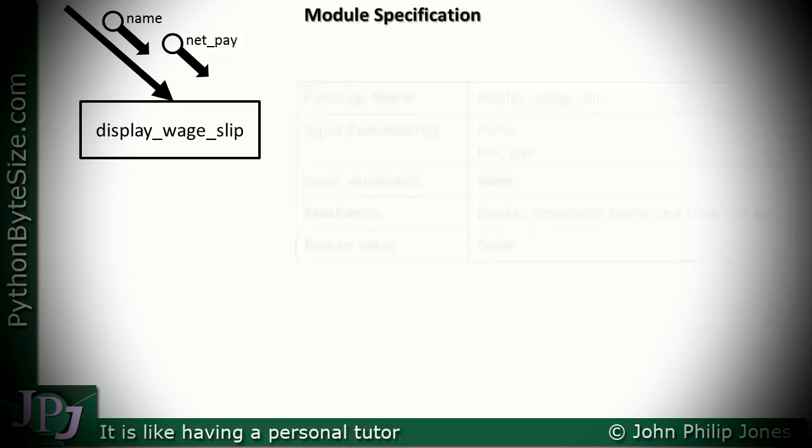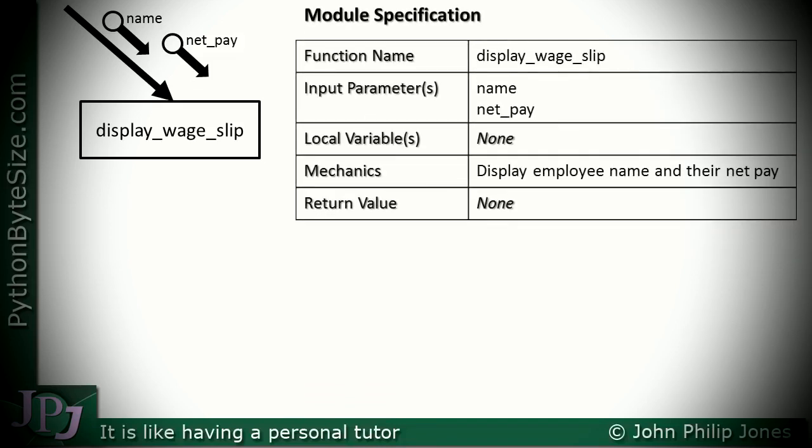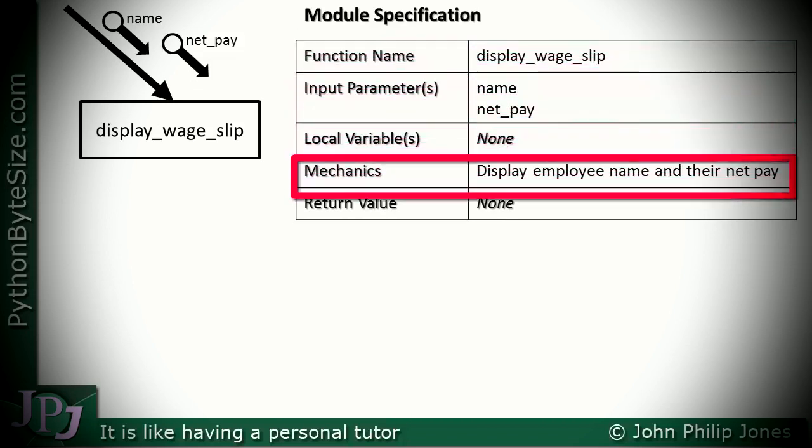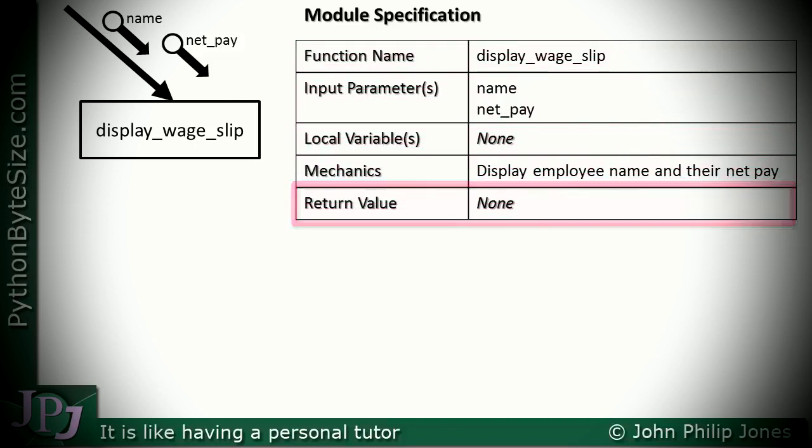If we now consider the module specification for this, as shown here, we can see that we're concerned with function name, input parameters, local variables, mechanics, and return values. Now straight away we can see that the function name is display wage slip, the input parameters are name and net pay, local variables, well, we have none for this particular module.